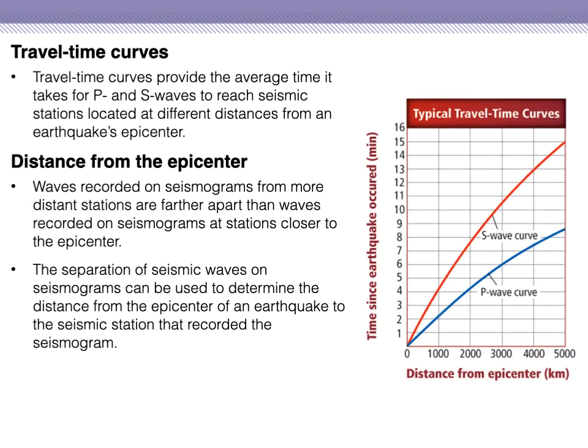A travel time curve provides the average time it takes for a P and S wave to reach seismic stations located at different distances from an earthquake's epicenter. Waves recorded on seismograms from more distant stations are further apart than waves recorded on seismograms at stations closer to the epicenter. The separation of seismic waves on seismograms can be used to determine the distance from the epicenter of an earthquake to the seismic station that recorded the seismogram.